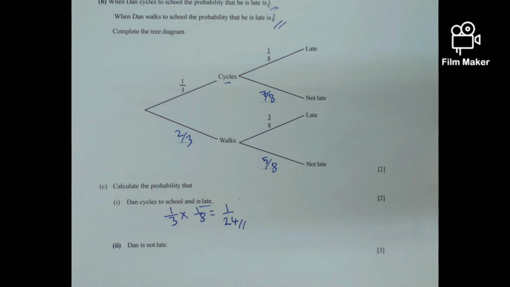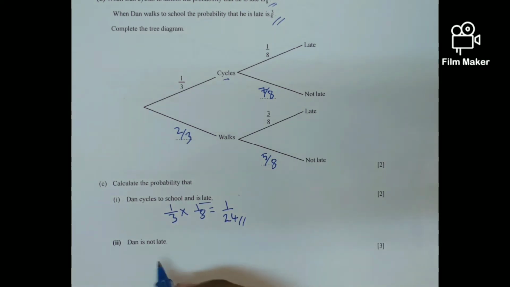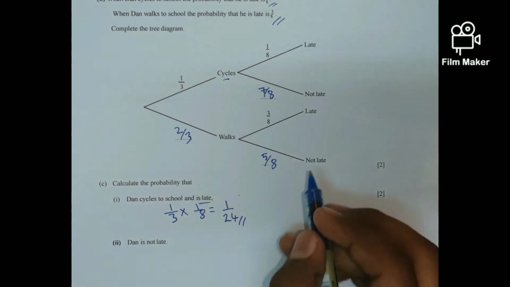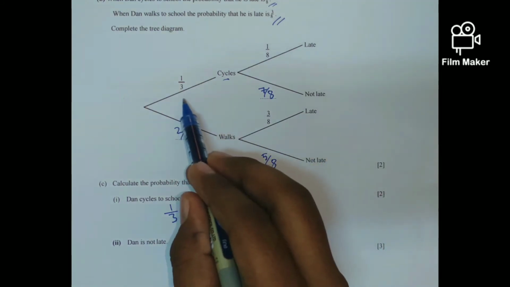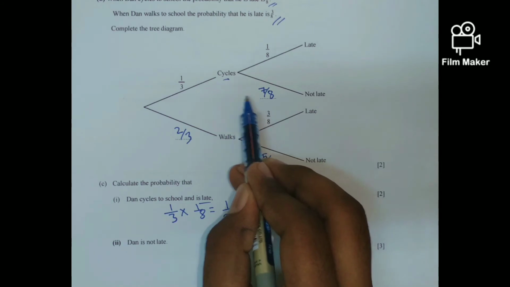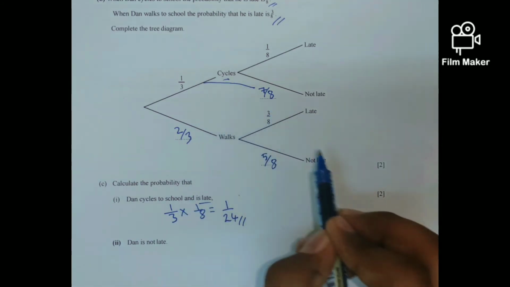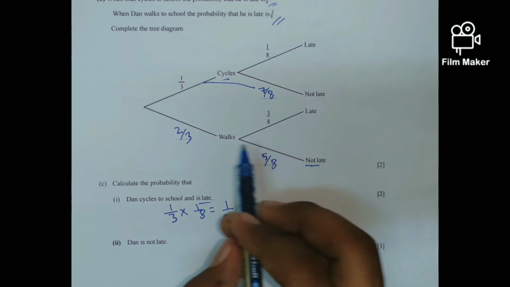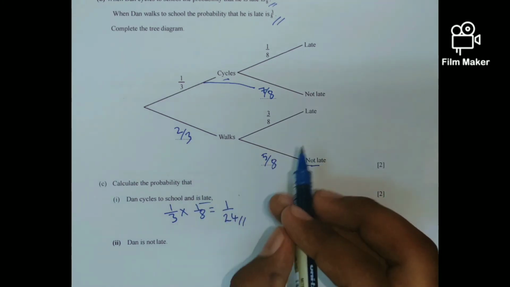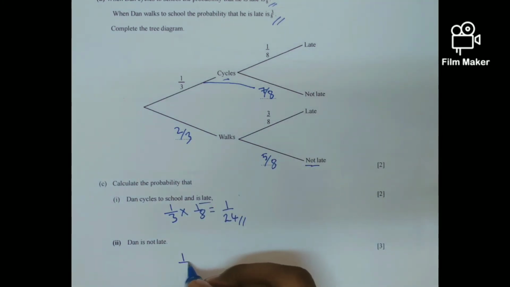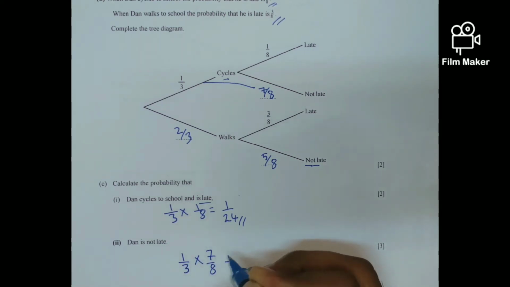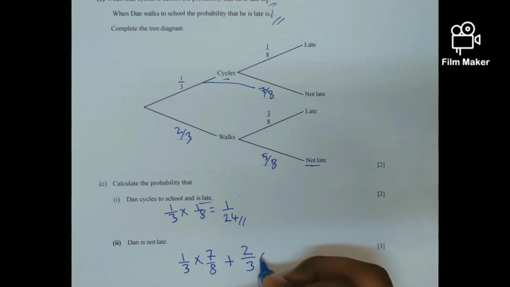Now the second part of this question is, Dan is not late. So for not late, we'll have to take two branches. So it would be 1 by 3 and this 7 by 8, this one, and the other one for not late is this one. So it would be 2 by 3 into 5 by 8. So let us write it down. 1 by 3 into 7 by 8 plus 2 upon 3 into 5 by 8.